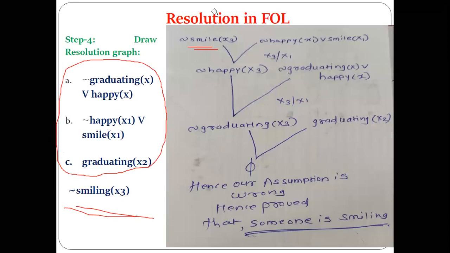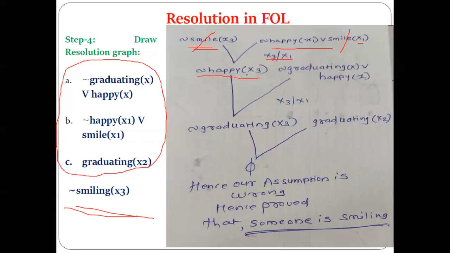Where is the smile? B option. B option. Correct? So we write B here. Now what can be eliminated? Smile can be eliminated. What is remaining? Now, negation of happy. We have to replace the X1 with the X3. Correct? Yes, sir. And here negation of happy X1 becomes X3.